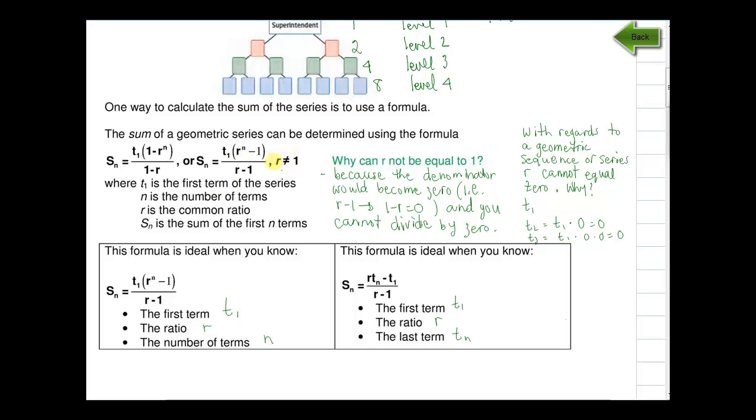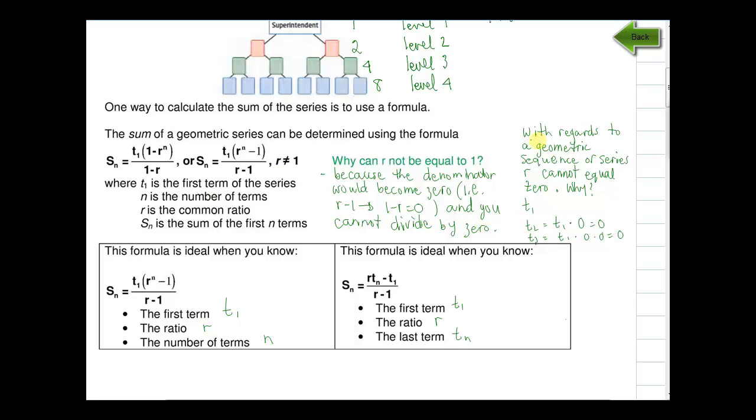Something to keep in mind, in both cases, r can't be 1. Why is that? Because the denominator would become 0. If I plug 1 into here, I would get 1 minus 1. As a note of explanation, if we have a denominator of r minus 1 and we plug 1 in for r, we would get 1 minus 1, which is 0. As you remember from your past math courses, you cannot divide by 0.